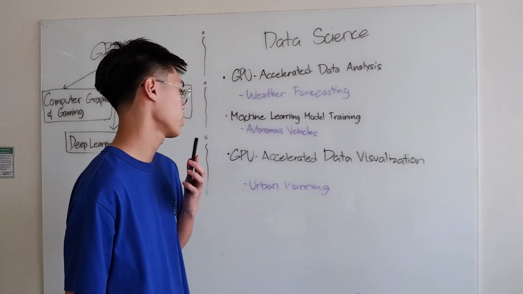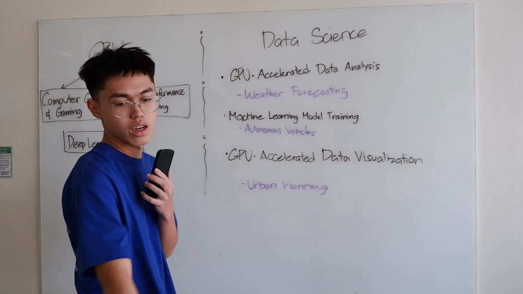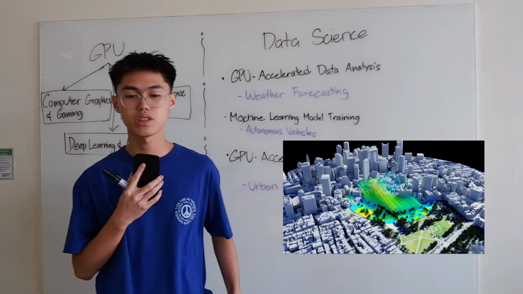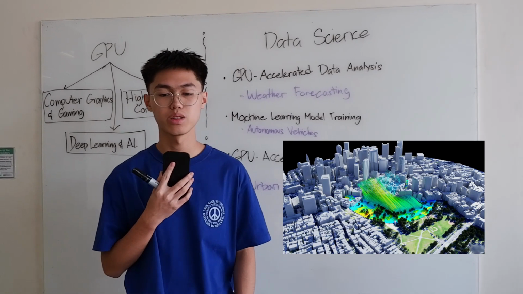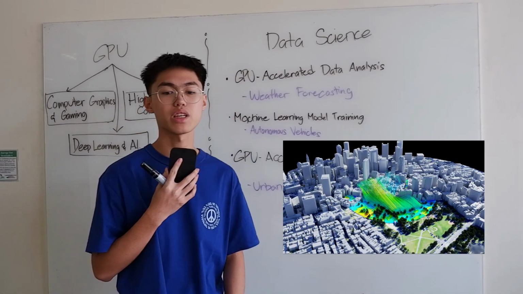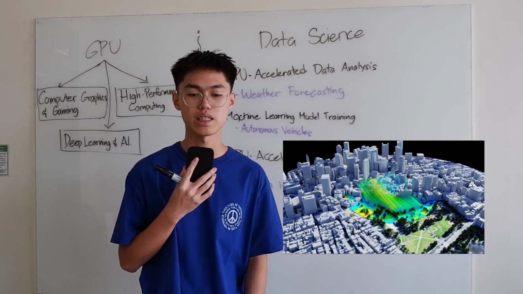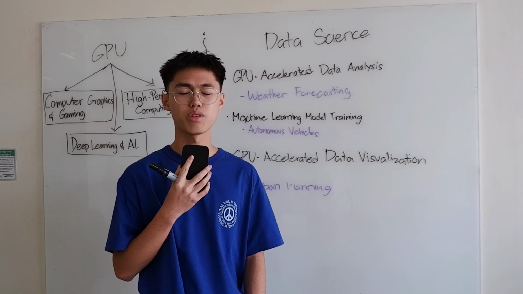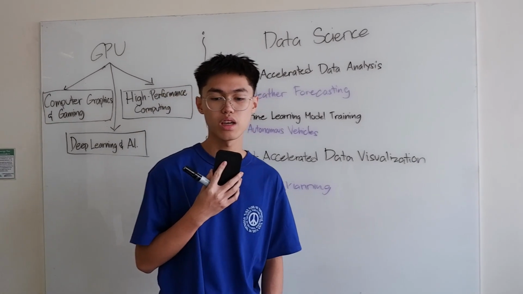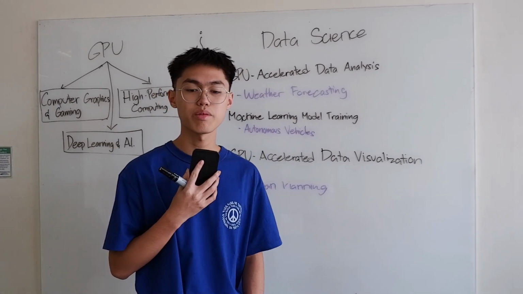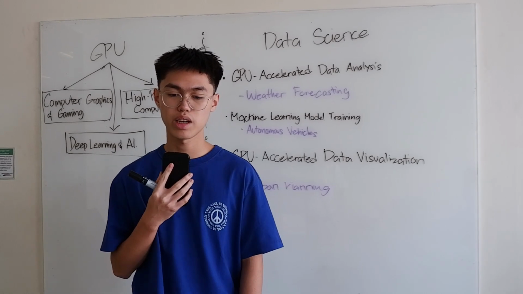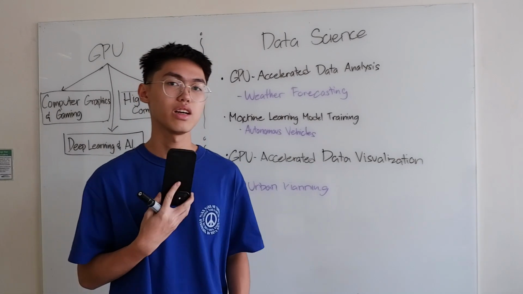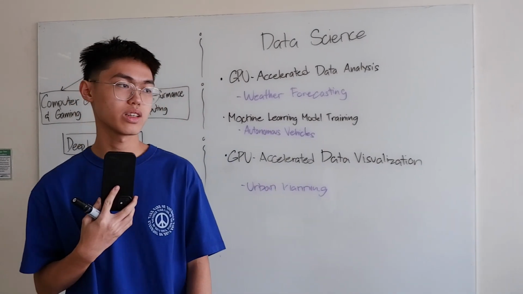One example for this would be urban planning. So for urban planning, GPUs accelerate the visualization of urban development scenarios, such as traffic simulations and environmental impact assessments. So they parallelize rendering tasks involved in generating 3D models, simulating traffic flow, and visualizing environmental factors. So that is it for data science in GPUs.